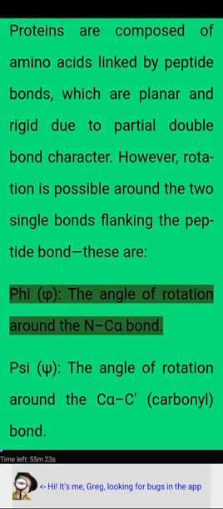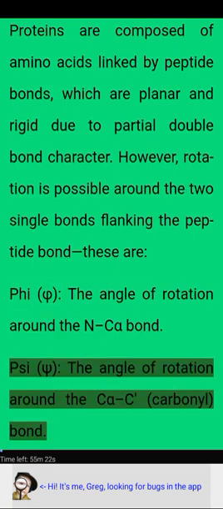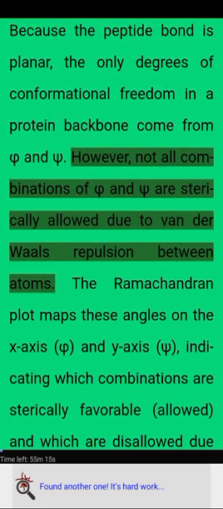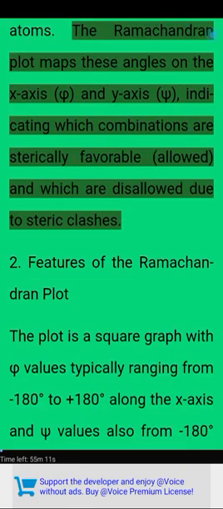These are phi, the angle of rotation around the N-C alpha bond, and psi, the angle of rotation around the C alpha-C carbonyl bond. Because the peptide bond is planar, the only degrees of conformational freedom in a protein backbone come from phi and psi. However, not all combinations of phi and psi are sterically allowed due to van der Waals repulsion between atoms. The Ramachandran plot maps these angles on the x-axis (phi) and y-axis (psi), indicating which combinations are sterically favorable, allowed, and which are disallowed due to steric clashes.